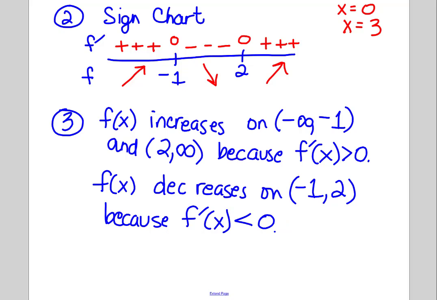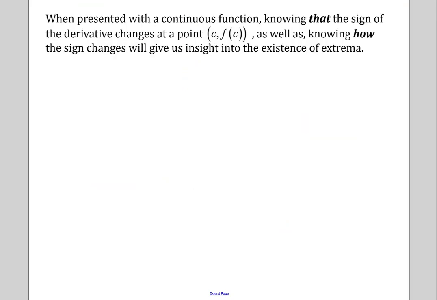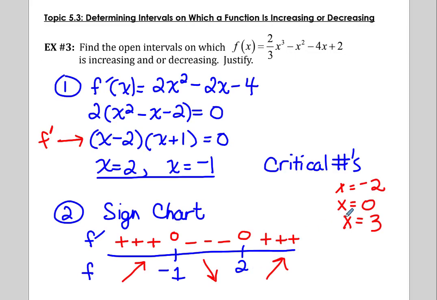So when we're presented with a continuous function, knowing that the sign of the derivative changes at some critical number, as well as knowing how the sign changes, that's going to give us insight into whether we have an extreme or not. So if you go back and look at that, you can kind of see the graph. Let me change colors here. See the behavior of the graph? Increasing to 0, decreasing to 0, increasing to 0. At 2, this is a minimum. And at negative 1, this would be a maximum.